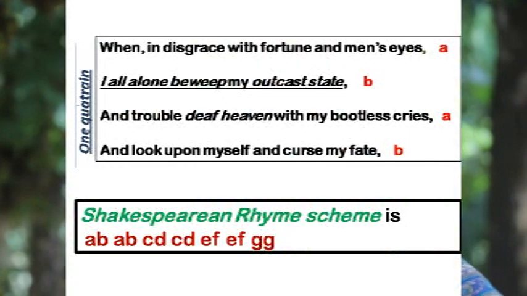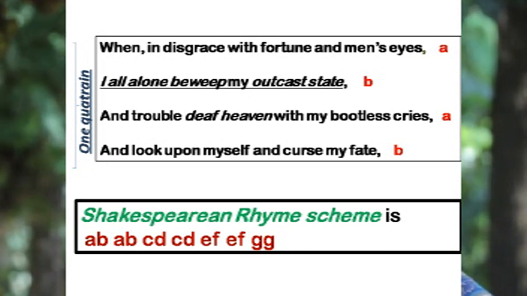Okay, now let's move on to the most important one, and that is the rhyme scheme. What is the rhyme scheme of Shakespeare's sonnet? The rhyme scheme of Shakespeare's sonnet is A B A B, C D C D, E F E F, G G.